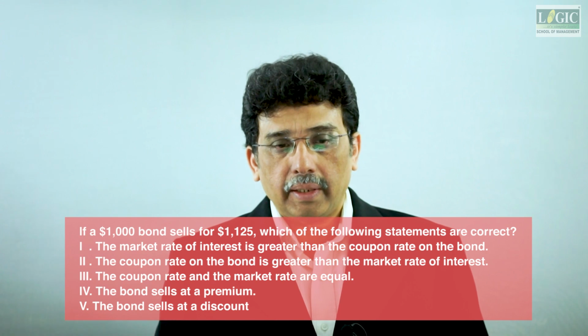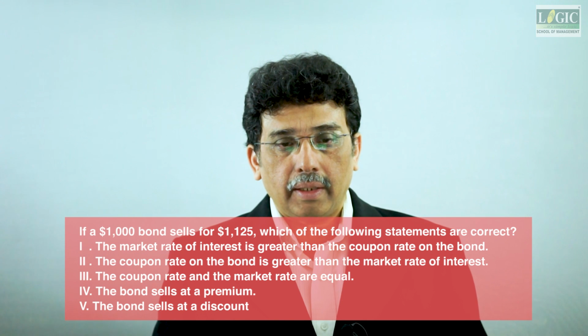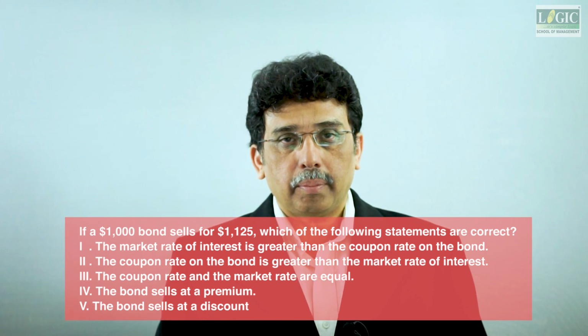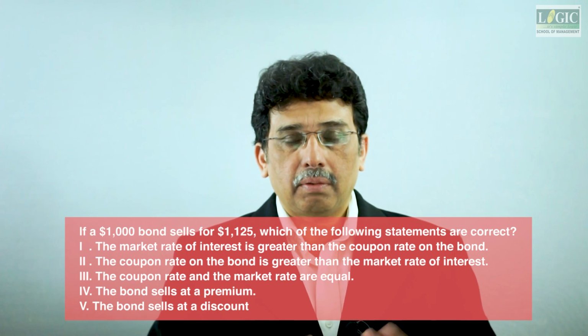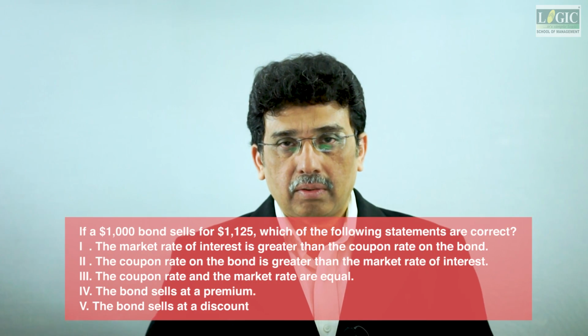So B is the right answer, that the coupon rate is greater than the market rate, and 4, the bond is selling at a premium. So this is a good question for you to just get the basics, get your basics strong.